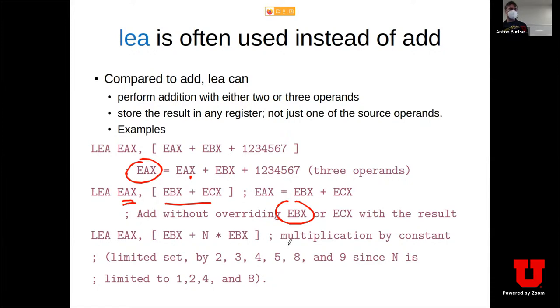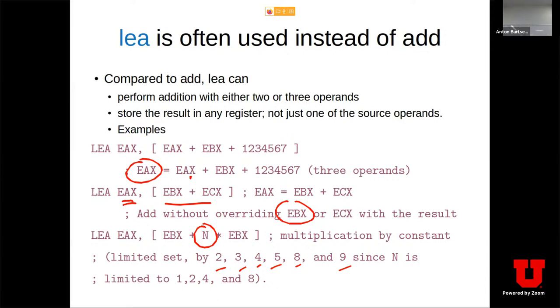It's also a sophisticated multiplication by 2, 3, 4, 5, 8, and 9, since the n which is allowed in LEA is 1, 2, 4, and 8, right? So I don't want you to understand this, but you will see sometimes that LEA has nothing to do with computing addresses of data structures, but is used as a sophisticated mathematical or arithmetic operation.